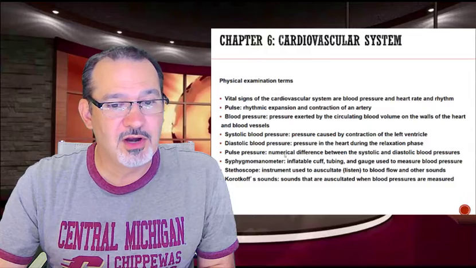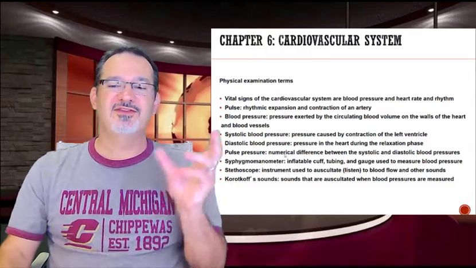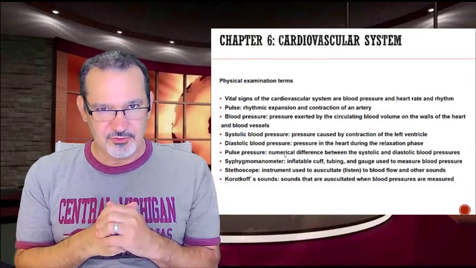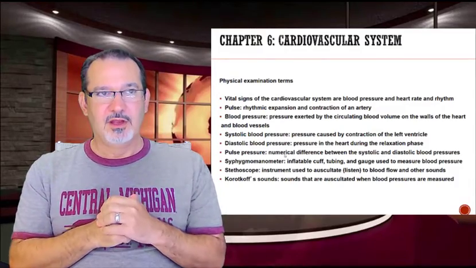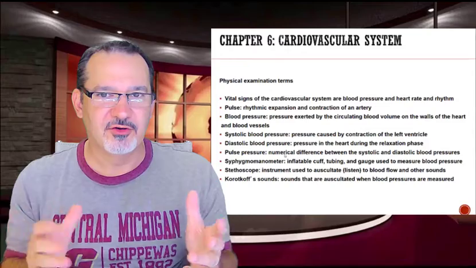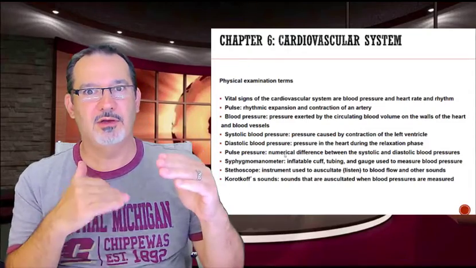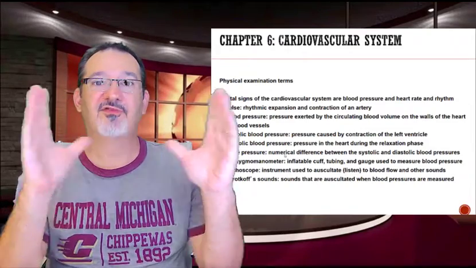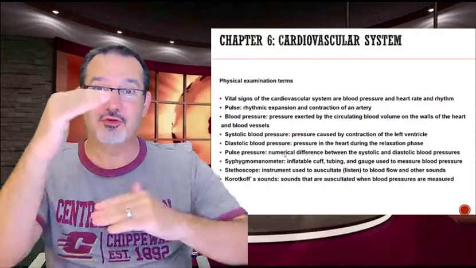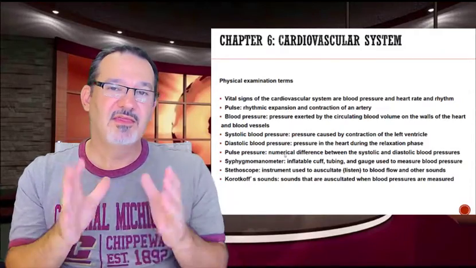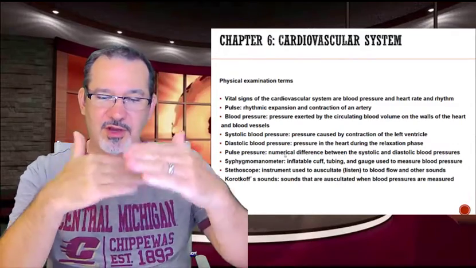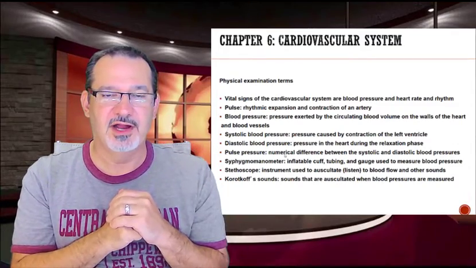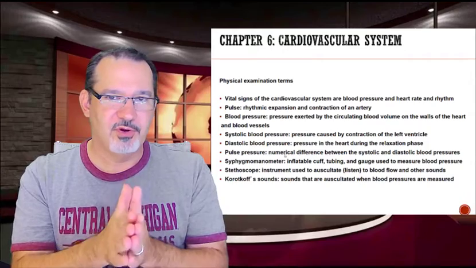Pulse pressure is a good one. It says the numerical difference between the systolic and diastolic blood pressures. What that means, if you think about this, we traditionally consider normal blood pressure to be 120 over 80. That's a 40-point difference between the two. Okay? That's typically normal. Okay? 40-point difference between the two. Okay? That would be the pulse pressure.